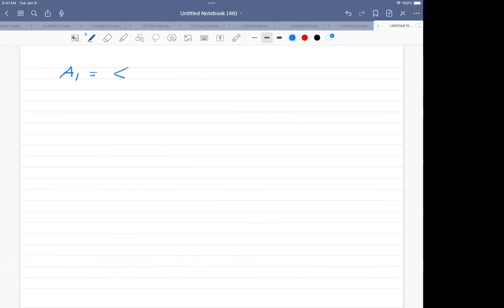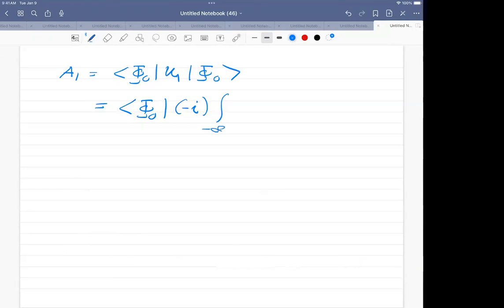So let's look at the first one. A_1 is nothing but the expectation value of phi 0 with a wave operator acting at first order on phi 0. And this is equal to phi 0, and now I'm plugging in this expression which I have for the wave operator. So this is a minus i, and then we have an integral from minus infinity up to a time t, and then we have the interaction at a time t_1, and then we have the integral dt_1 here. And this is acting on phi 0. So this is the expression for this specific quantity.